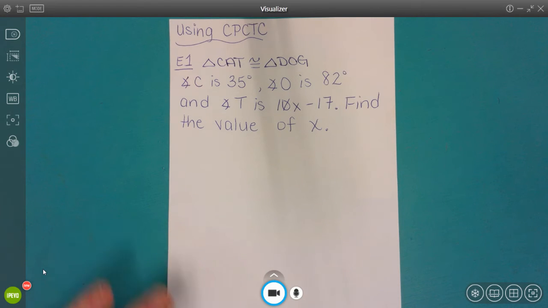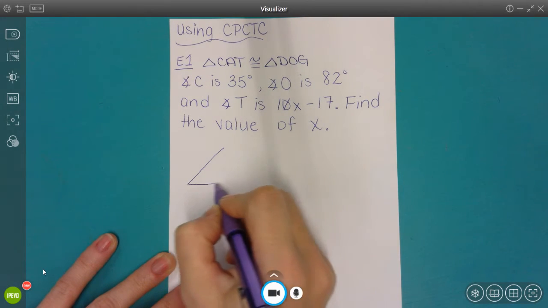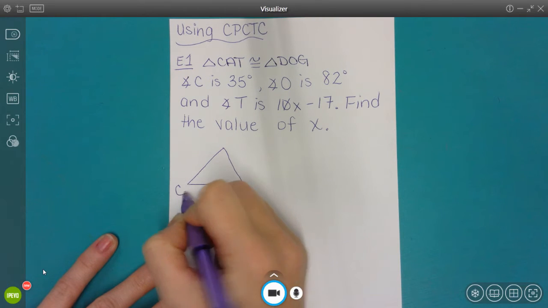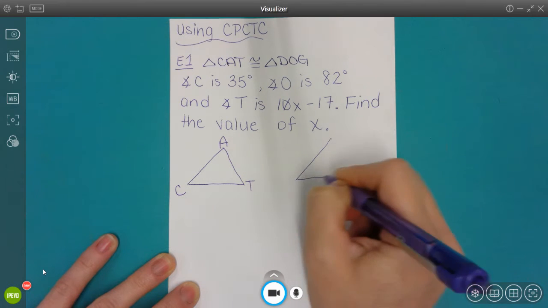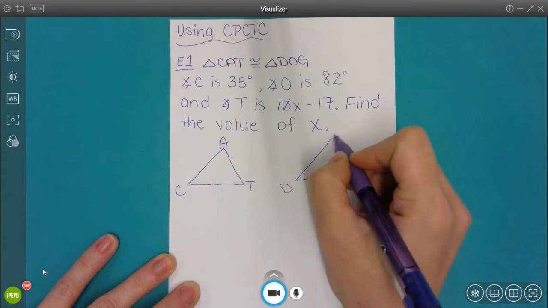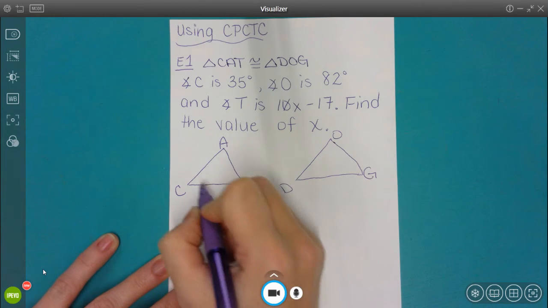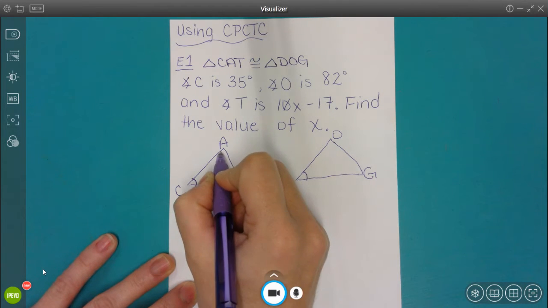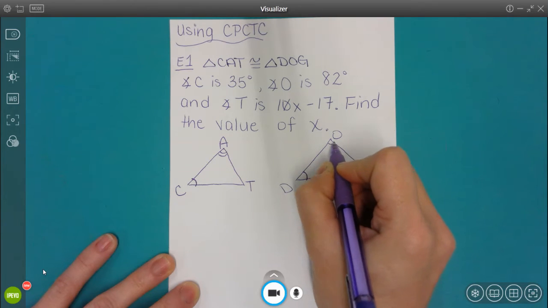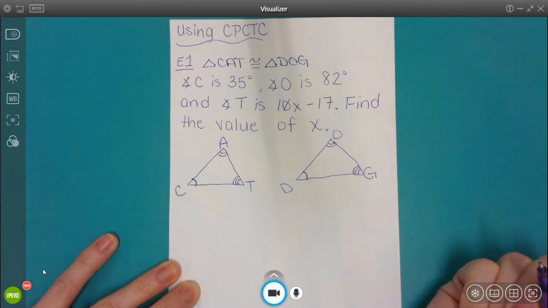So you can always start by drawing a picture. I like to draw a picture just to keep everything in mind in my head of where my corresponding parts are. So I have CAT and DOG. Now, based on my congruent statement, C is congruent to D, A is congruent to O, and T is congruent to G.